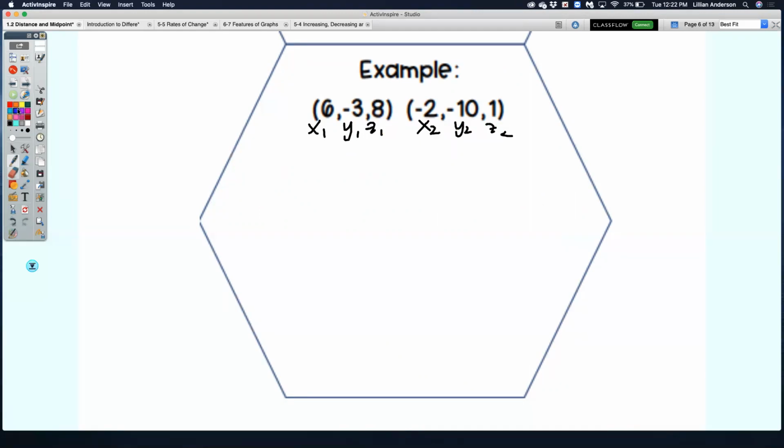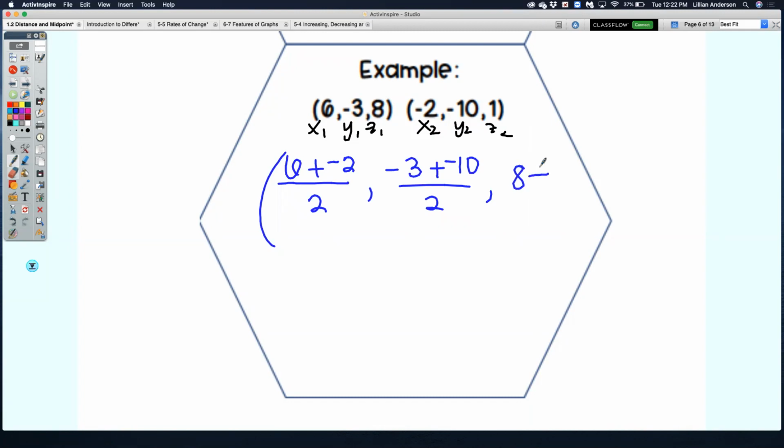we just plug it into our formula. x1 plus x2 all over 2. y1 plus y2 over 2. Then you add in that 3rd dimension, z1 plus z2 over 2. Is it a column? These are commas in between them. Yes, these are commas.